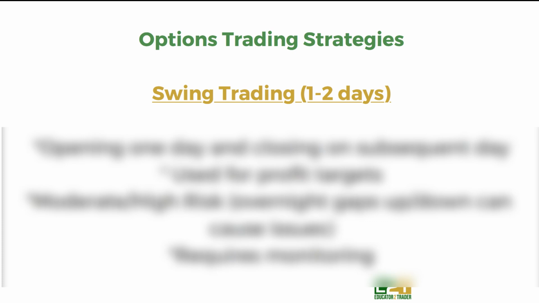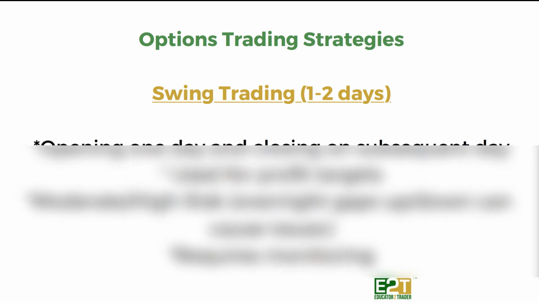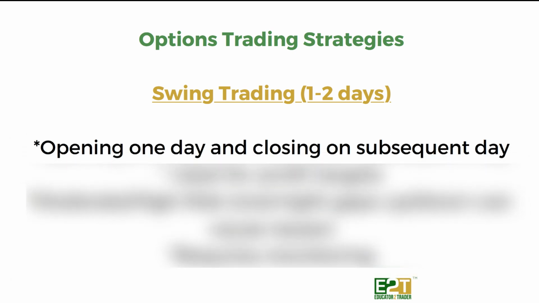The third options trading strategy is swing trading. You can swing trade 1 to 2 days. Maybe you enter today and you have the plan to exit tomorrow. That's called a swing trade. Or you enter a trade with the plan to exit in a day or two. That's called a swing trade. You're basically swinging it overnight, right?